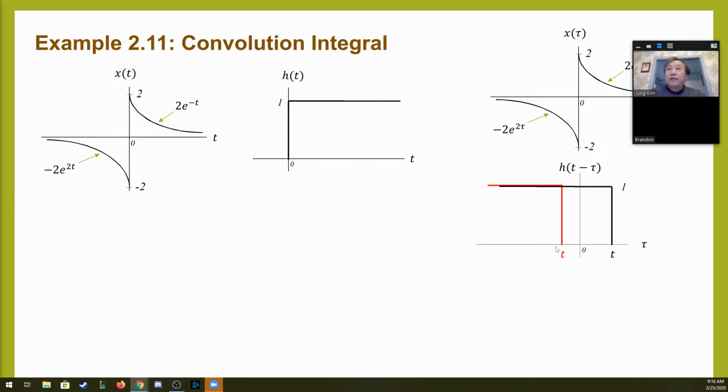Graphically this is very clear, because this is h of t minus tau. So t minus tau. This position, and I would like to use it.